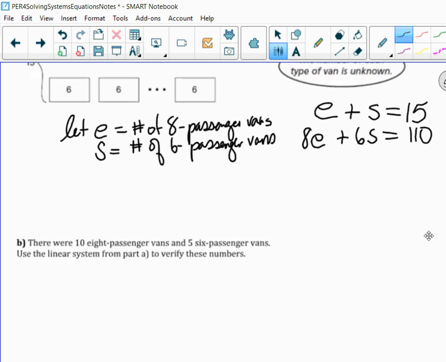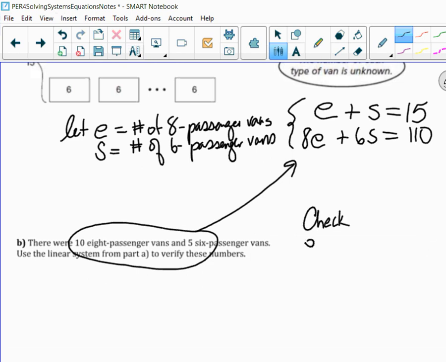So now they give you the answer. They said that there were 10 8-passenger vans and 5 6-passenger vans. To verify that that is true, how do we verify? Yeah, we're going to take that and plug it into those two equations, and it has to work in both for it to work, right? So we're going to check.